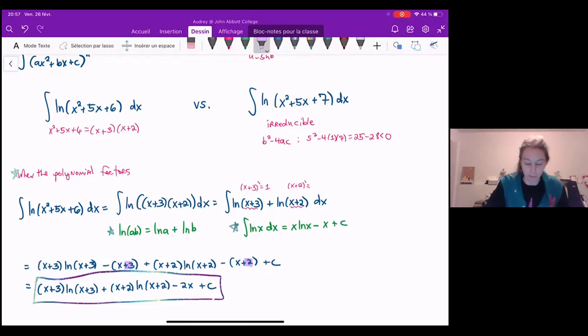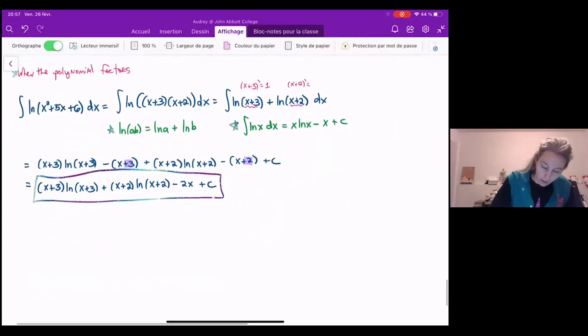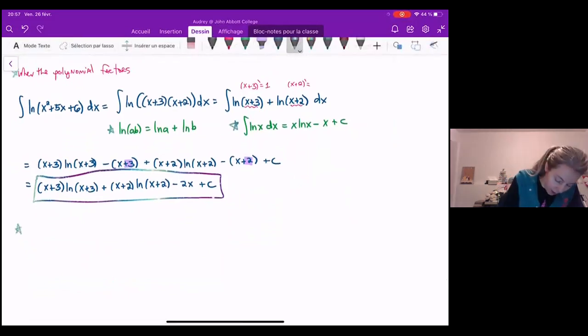It's not going to be quite so simple. So here we'll have when the polynomial is irreducible.